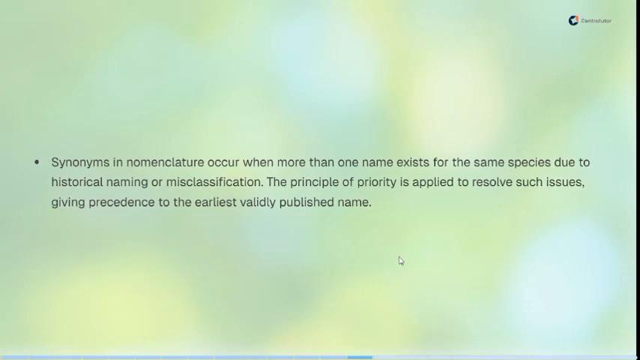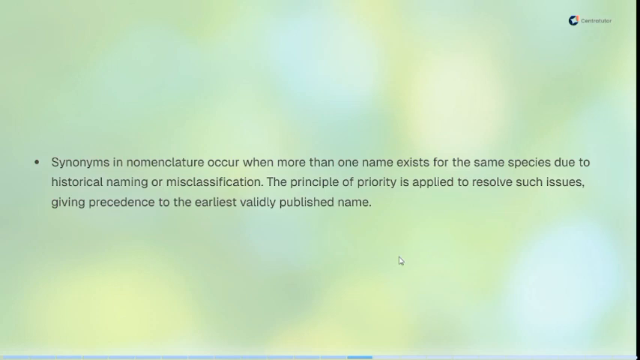Synonyms in nomenclature occur when more than one name exists for the same species due to historical naming. So when you see organisms having similar names, it is probably because they had similar names previously in the past. Maybe they gave an organism a particular name and gave another organism a similar name, or they gave another organism now a new name. So due to the historical naming, these organisms can have similarity in their naming.